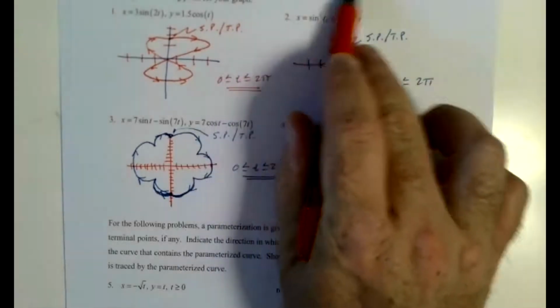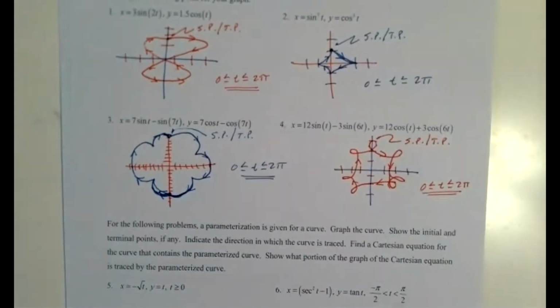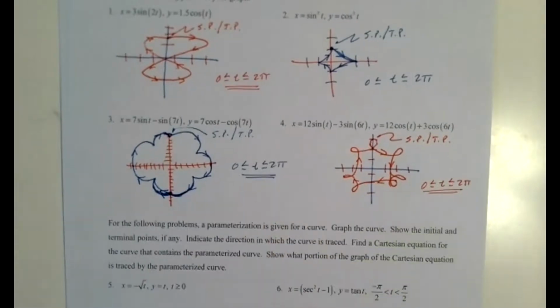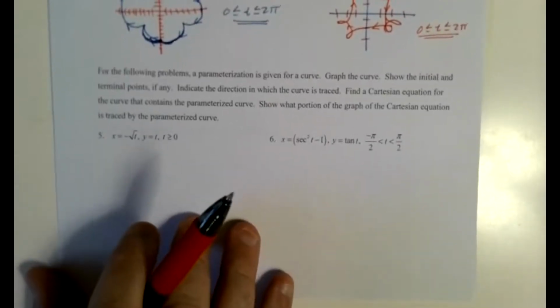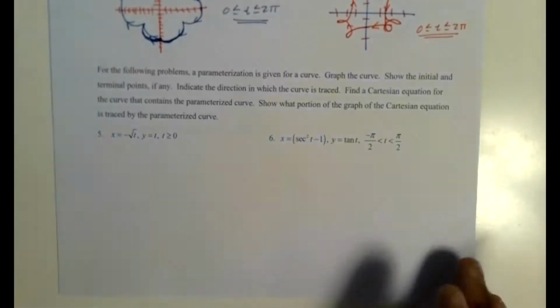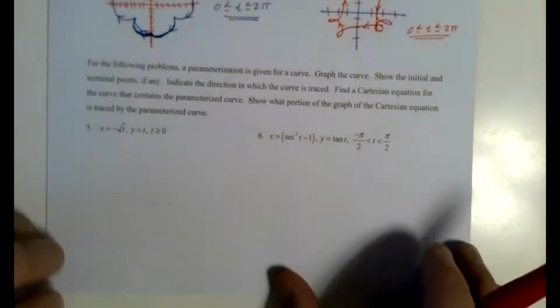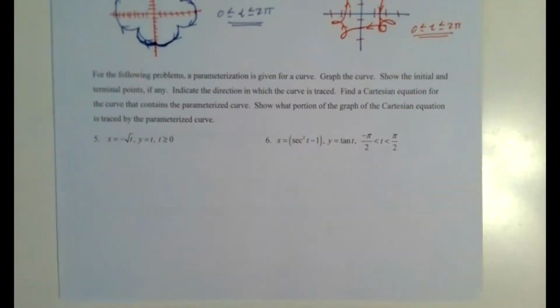I said to show the approximate window size for all of these. I'm not doing it. You can read off the tick marks and go from there. But yeah, that's it. This is a quiz question for me. Just see if you're smart enough to know how to graph things on your calculator. It's pretty easy and I wouldn't expect it to be very difficult for anybody. So following problems, a parameterization is given for a curve. Graph the curve. Sure.